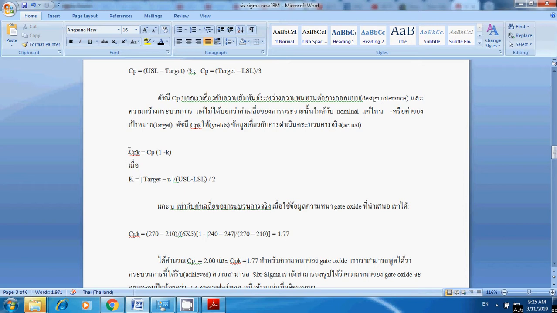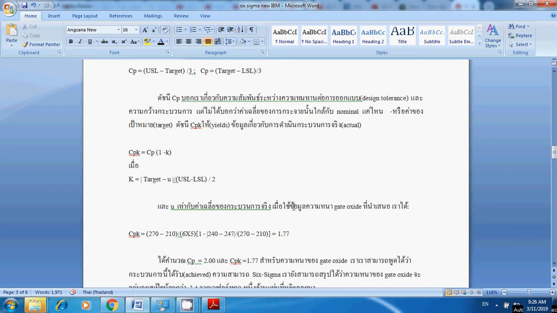You can also write it in another form: Cpk equals Cp multiplied by 1 minus k. This should be a lowercase k, but it is the same. And k equals the absolute value of target minus mu, where mu is the mean of our actual process, divided by USL minus LSL divided by 2.